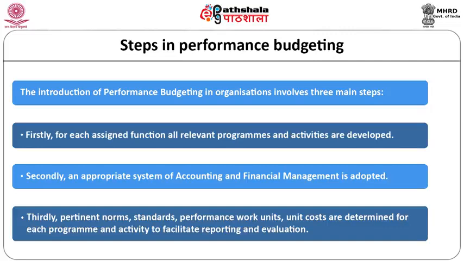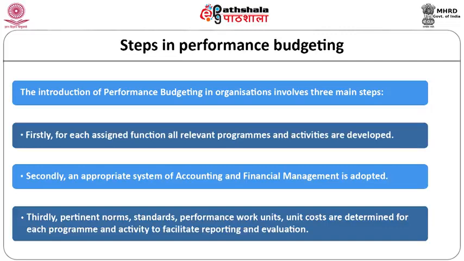The third step, for doing that, there is an important aspect. In the third step, we have to evolve and establish the pertinent norms, standards, performance work units, unit costs. These have to be determined for each program, for each activity, so as to facilitate reporting and evaluation. Again, I am repeating this aspect: first we have to list functions, programs and activities in a detailed manner. Second, we have to adopt an accountability and financial management system in accordance with our requirement.